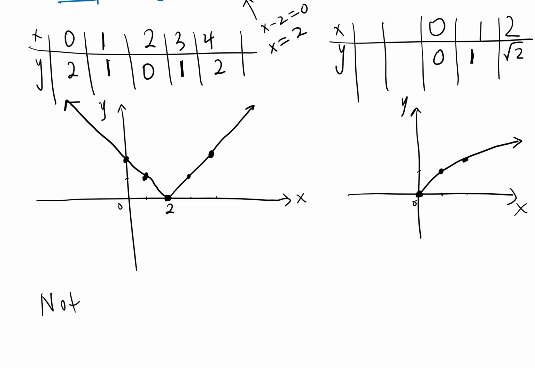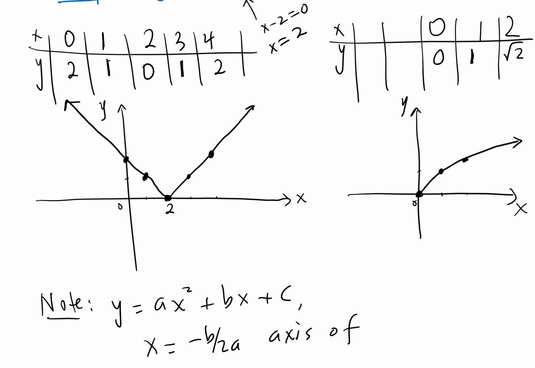Note, back to quadratics, ax squared plus bx plus c, x equals negative b over 2a is called the axis of symmetry for the parabola.